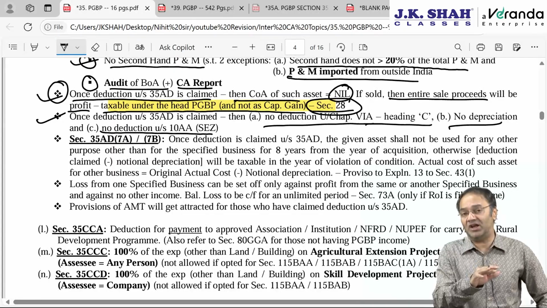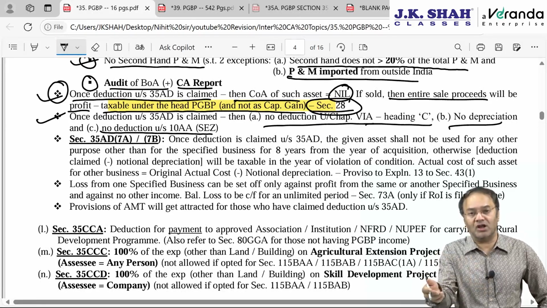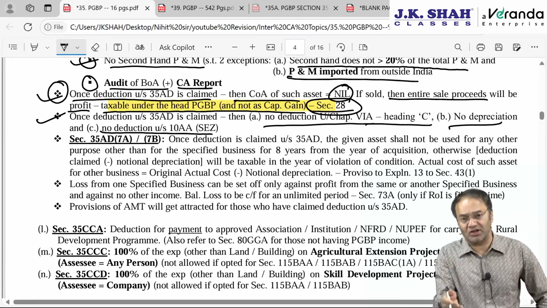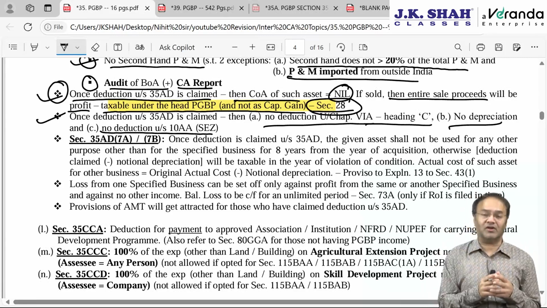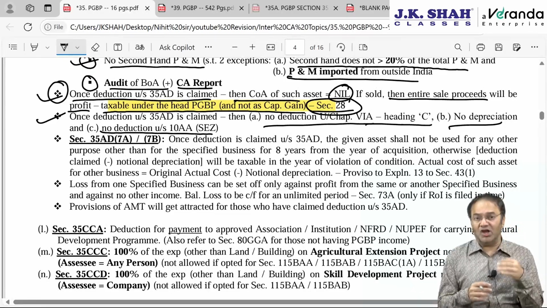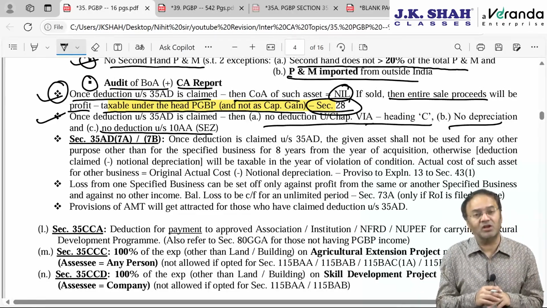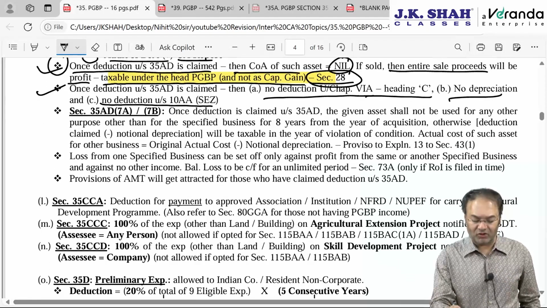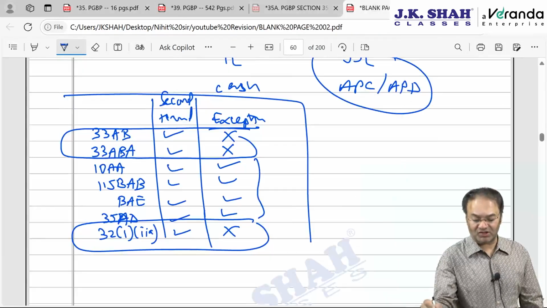either you claim 35AD, which is allowed in 1 year only, in the first year, whenever you acquire the asset. Again, if you acquire another asset for the specified business, again you can claim deduction, but right now you can claim deduction on the original cost of acquisition. Either you claim deduction under 35AD or you claim deduction under 10AA or Chapter 6A, whatever you are eligible for. You can't claim both. Double benefit should not be there. 35AD subsection 7A and 7B, which you need to understand.